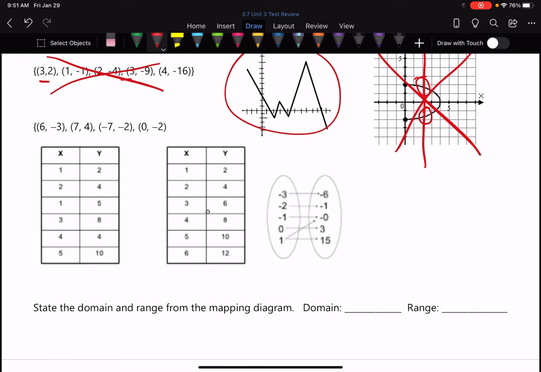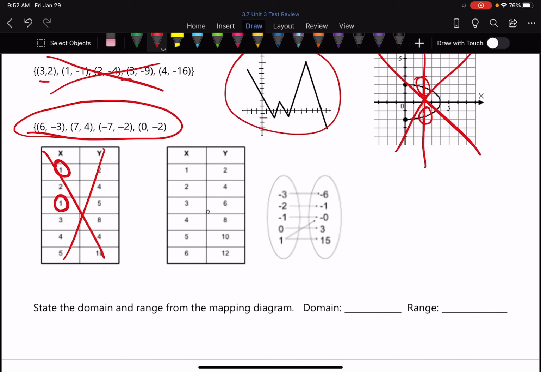Then if I look at the sequence, I've got (6, -3), (7, 4), (-7, -2), (0, -2). None of my x values repeat. So that relation is a function. Going to my first table here, I just want to look at my x values. I got 1, 2, 1 up. We got repeating ones here, so it's not a function. If I go to the second table, I've got 1, 2, 3, 4, 5, 6 as my x values, so it is a function.